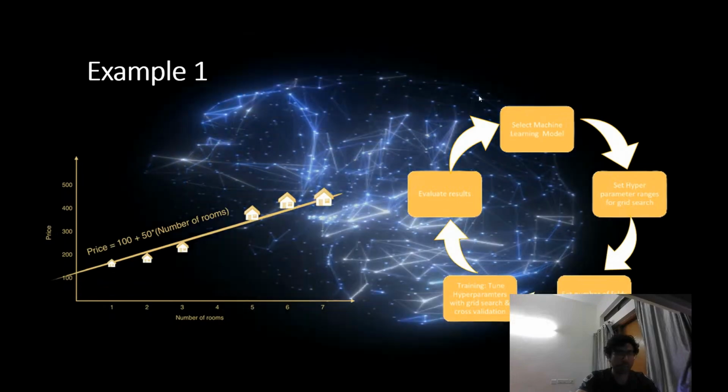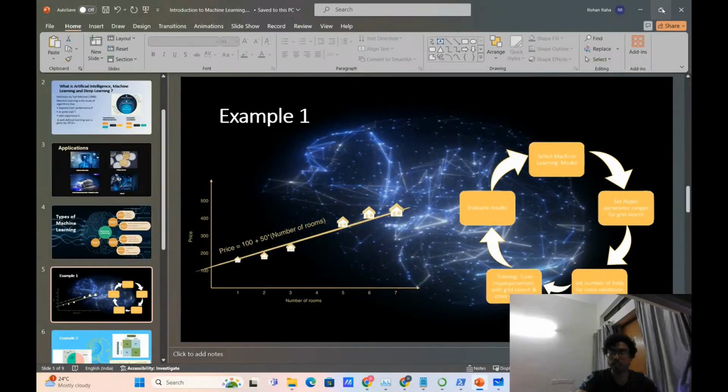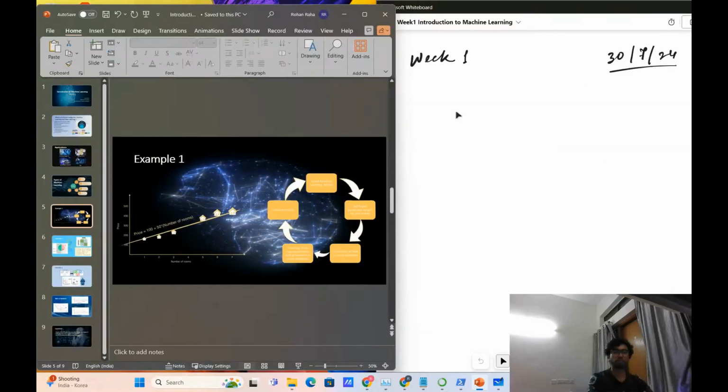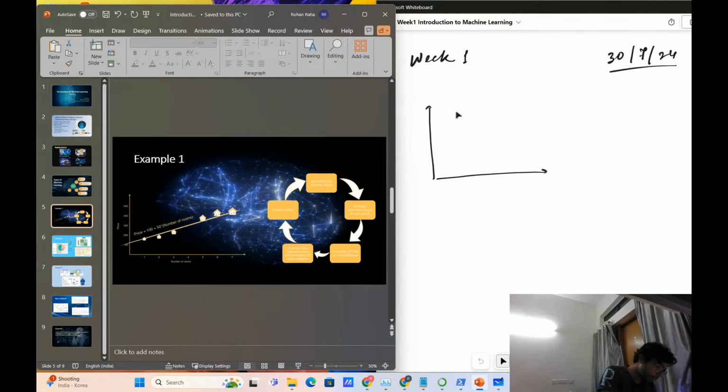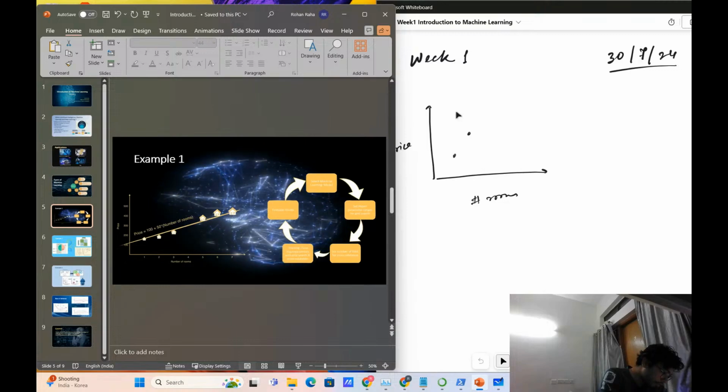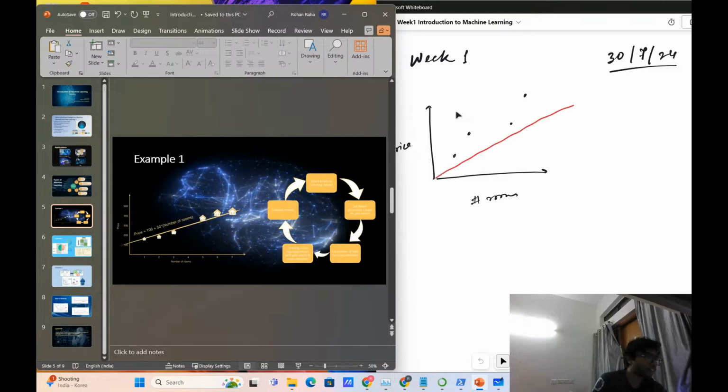I'll just explain this in my notepad. Let me come to my notepad. On this axis you have the price, and on this axis you have the number of rooms. These are the examples that you have been given. Let's say you are fitting this line. This is the line you want to fit.